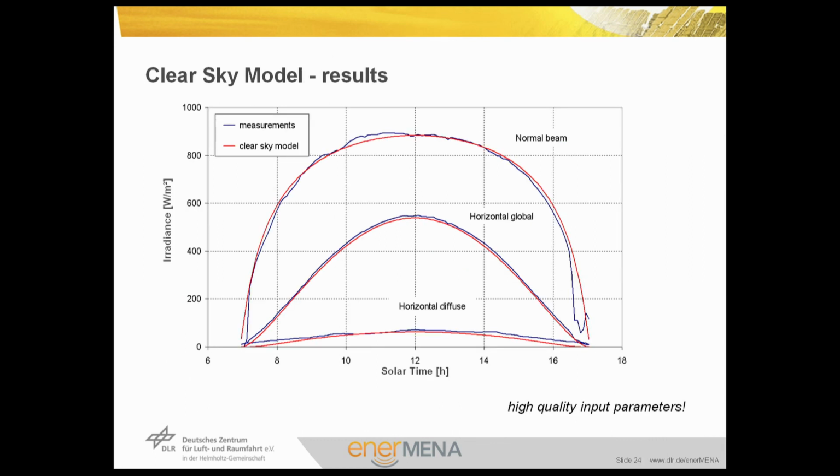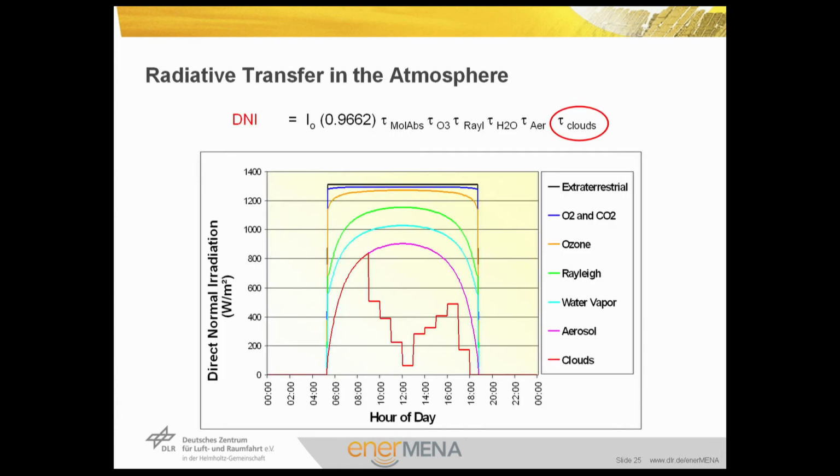On this slide, we see results from a clear sky model compared to measurements. On the y-axis, we see the irradiance in watts per square meter, and on the x-axis, we see the solar time in hours. The measurements are shown in blue, the clear sky model results are shown in red. For this calculation, high-quality input parameters were used. The lower curve belongs to the DHI, the curve in the middle to the GHI, and the highest curve belongs to DNI.